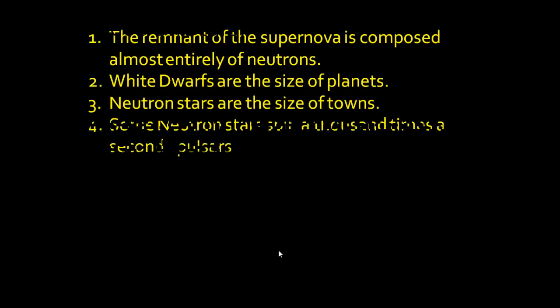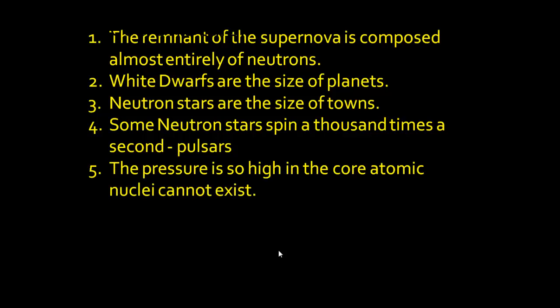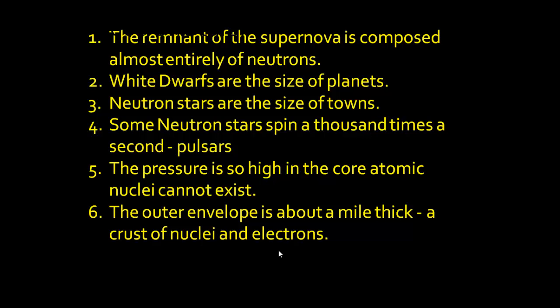They also spin very quickly, and when they spin, they become pulsars. We see them as pulsars. So nuclei, as we know them, cannot exist. We just have solid neutrons. The outer envelope is about a mile thick, and it's just nuclei and electrons in the outer shell, the outer crust.